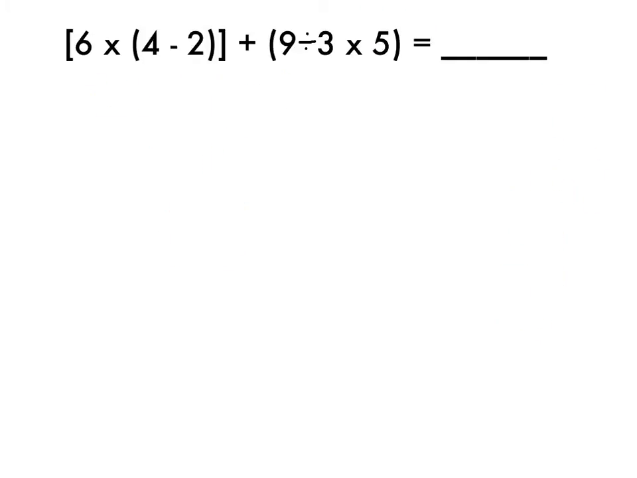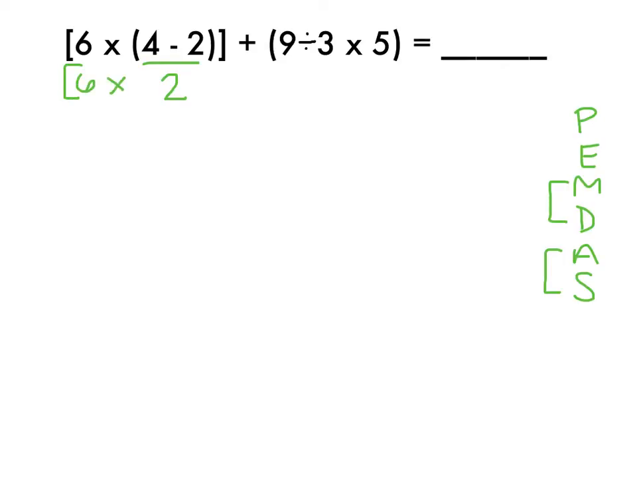Let's try another one. Again, we need to think about our order of operations, and P is parentheses, but remember that we're talking about all grouping symbols right now. So I'm always going to start left to right, and I'm always going to start with the innermost parentheses. So the innermost parentheses in this problem would be 4 minus 2. So I'm going to solve that and get 2, and then I'm going to copy the problem exactly as it's written. Now I don't need to put the parentheses around that 2, but I do need to include the brackets. And then I need to write plus and continue with parentheses over here.